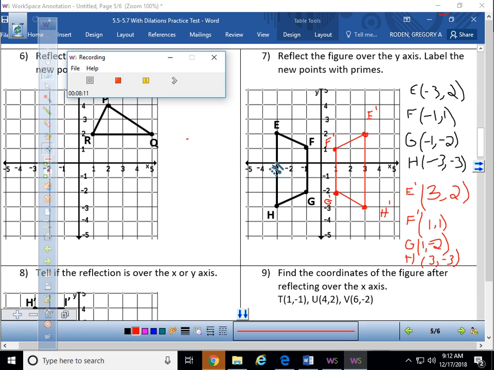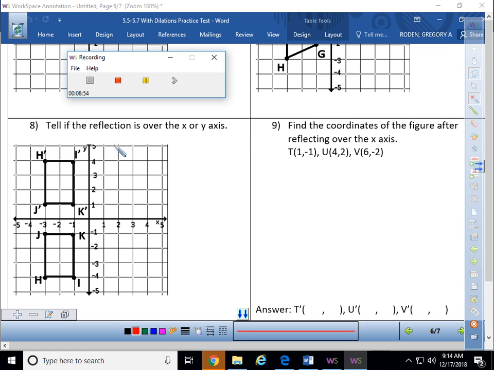Okay, so for y-axis reflections, what we do is we keep all our y values the same. So 2, 1, negative 2, negative 3, and then we switch the signs on our x values. Negative 3, negative 1, and negative 3 changes to 3, 1, 1, and 3. Graph it, and you can see it simply just gets switched over the y-axis.